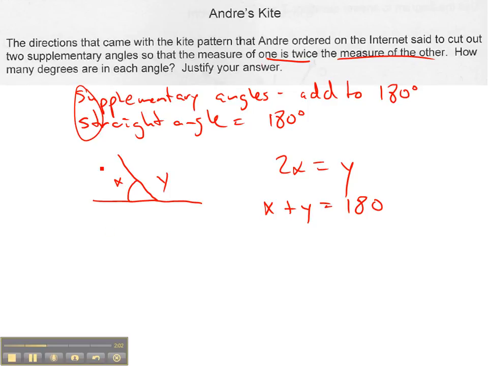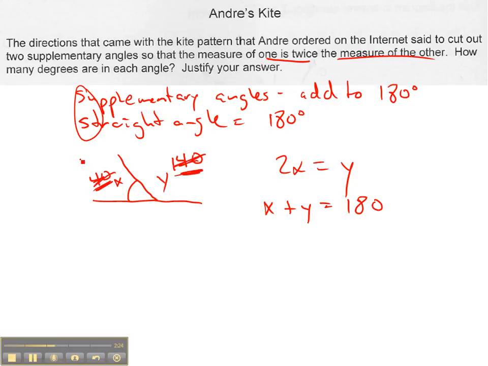If I use guess and check and I just try different angles, like for example, let's say I say the smaller angle is 40. What must the larger angle be? Well, they add up to 180, so it must be 140. Now, does this meet the requirement that the larger angle is twice the smaller angle? No, because this would have to be 80. So you try another angle.